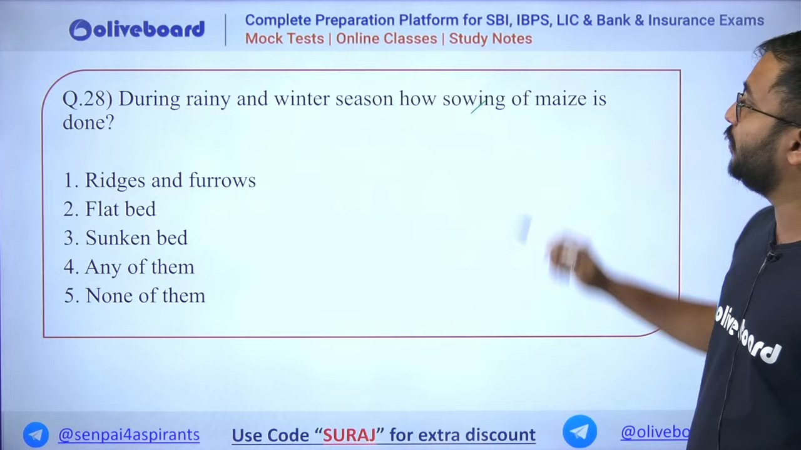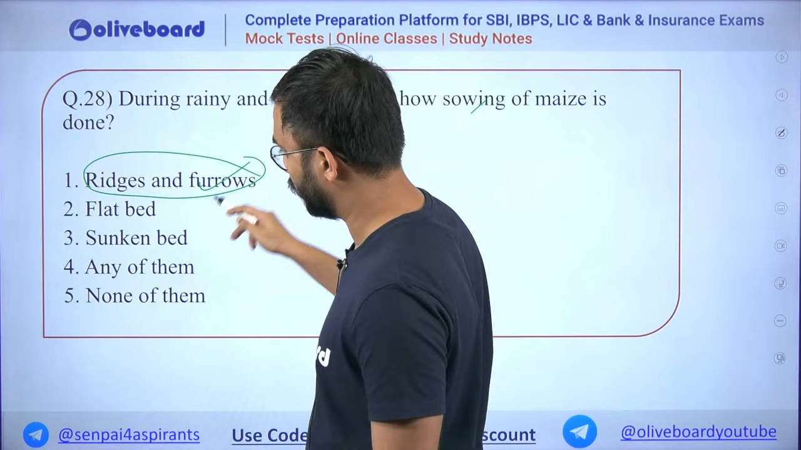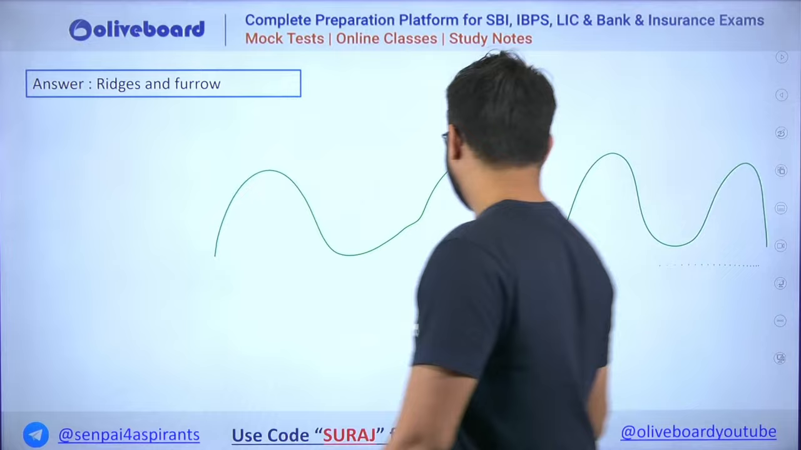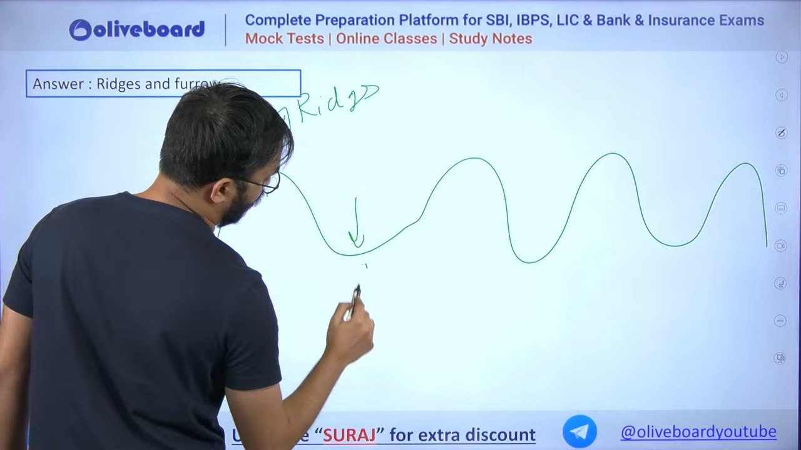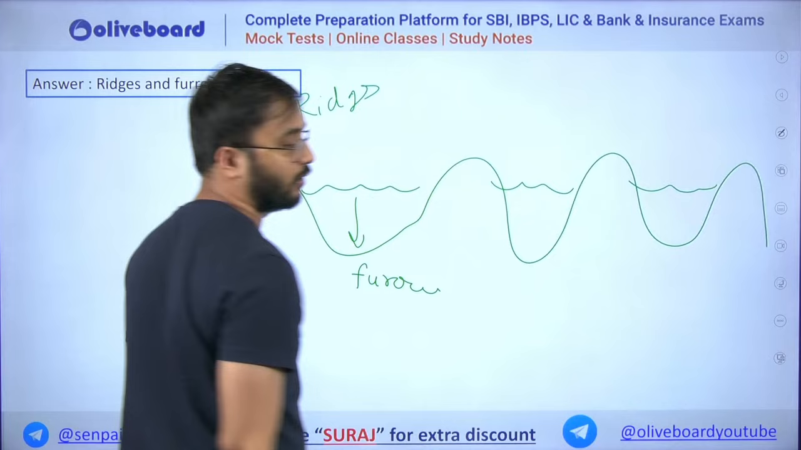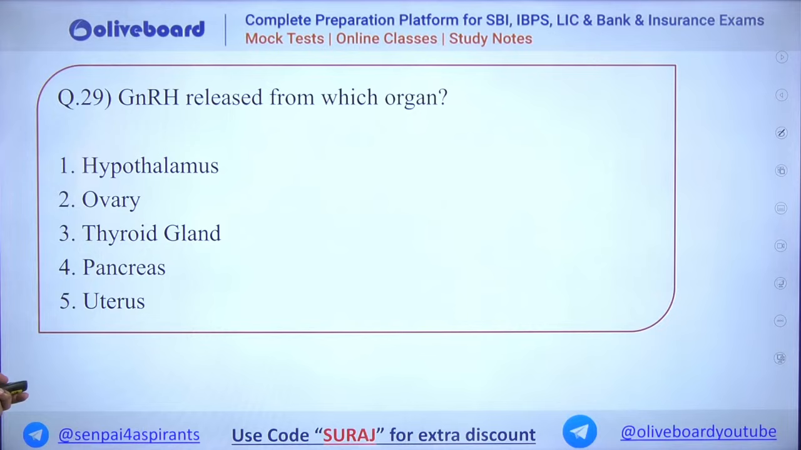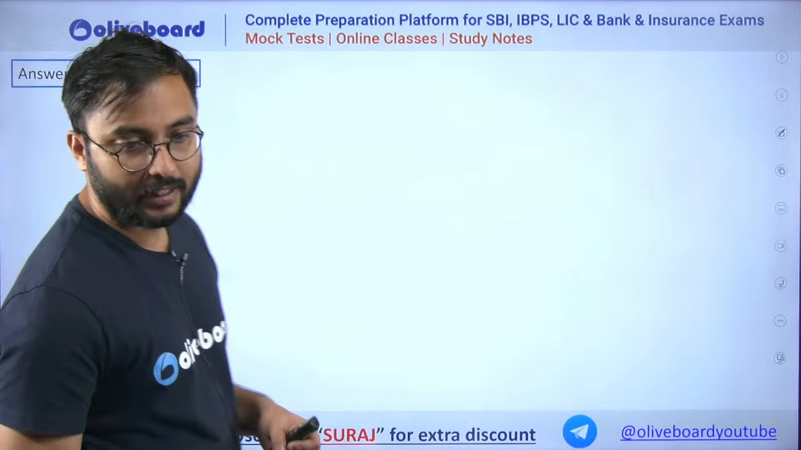During rainy and winter season, how is sowing of maize done? Of course, it is done by ridges and furrows, which we have already seen. So in your overall field, these are your ridges and these are your furrows. Through the furrows, we try to apply the irrigation water. So these were all the questions which we have collected from the year 2022. And here is where we have ended this particular session.